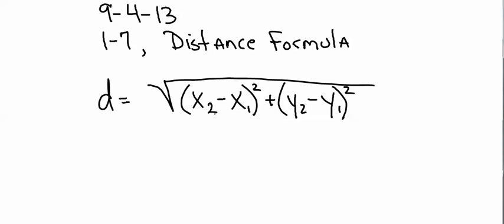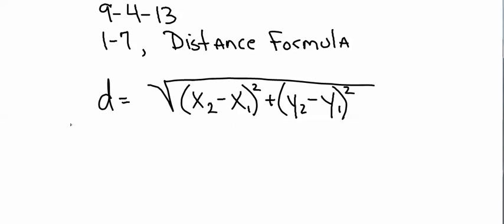Now what the little subscript means is x sub 2, what they mean there is your second x value. Okay? X sub 1 would be the first x value. Your y sub 2 is your second y value. And your y sub 1 is your first y value.